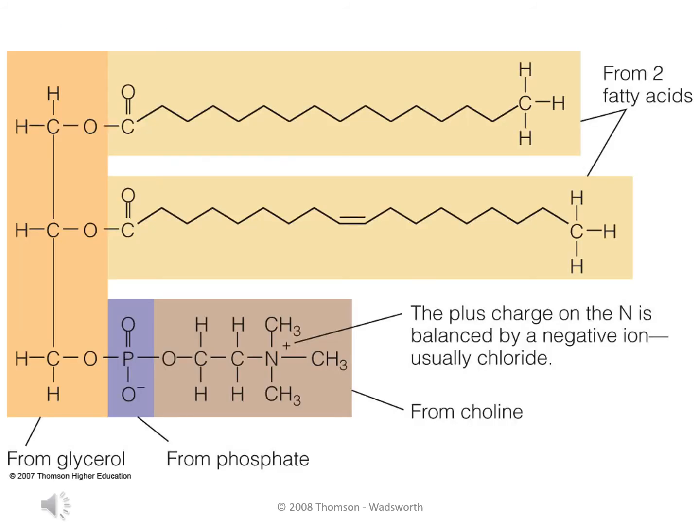To help us visualize a lecithin molecule, you can see the glycerol backbone on the left-hand side of the slide, the top portion, the two fatty acids, and then in place of another fatty acid on the bottom, you could see that there is a molecule of phosphate as well as a molecule of choline.